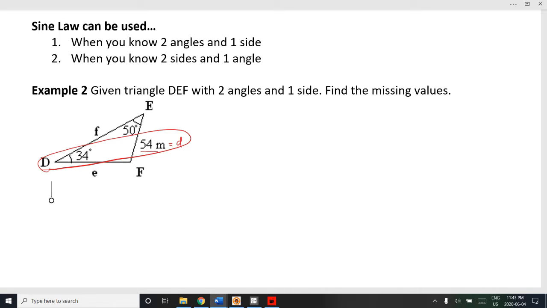If we know this, it is our key to using the sine law. So let's start plugging things into the sine law, and I'll show you how it works. So we have side D over sine angle D is equal to, here we're going to solve for E, side E over sine angle E. And we know what three of these values are, so let's plug those in. We know side D is 54. We know sine angle D is going to be sine of 34 degrees, is equal to E, the one that we don't know, over sine E, which is sine of 50.